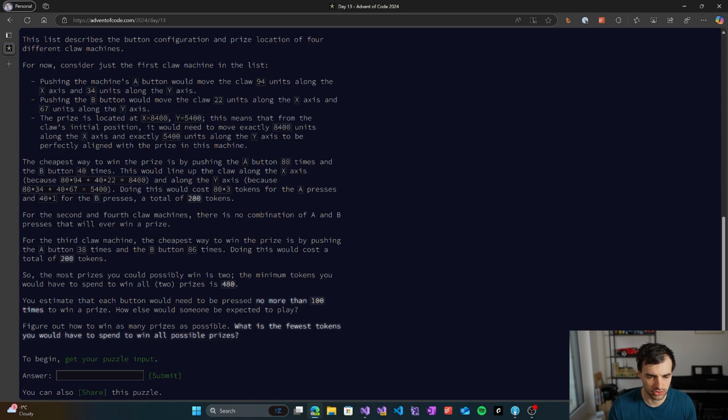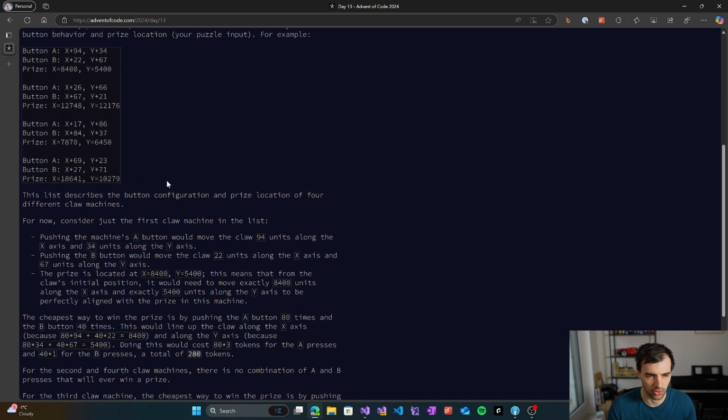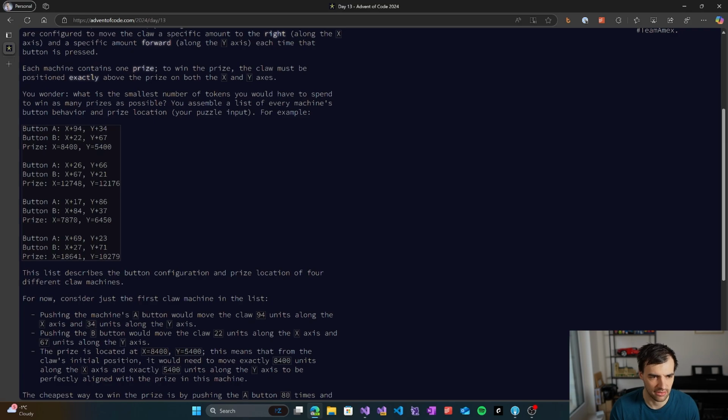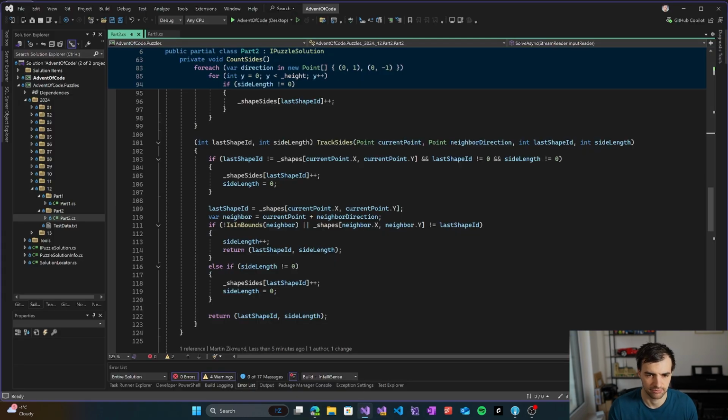My approach for this will be to try to solve it using linear algebra, taking two equations, one for the x coordinate and one for the y coordinate, and trying to find the solution this way. This should be doable, especially if there are not multiple solutions for each of those claw machines. So that's what I will try to do here.